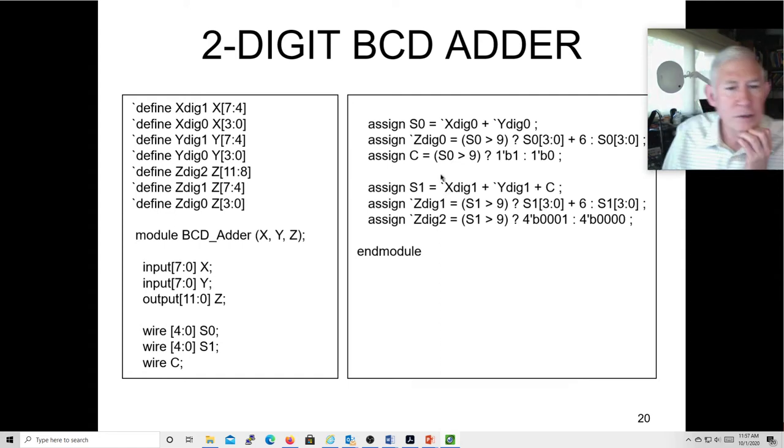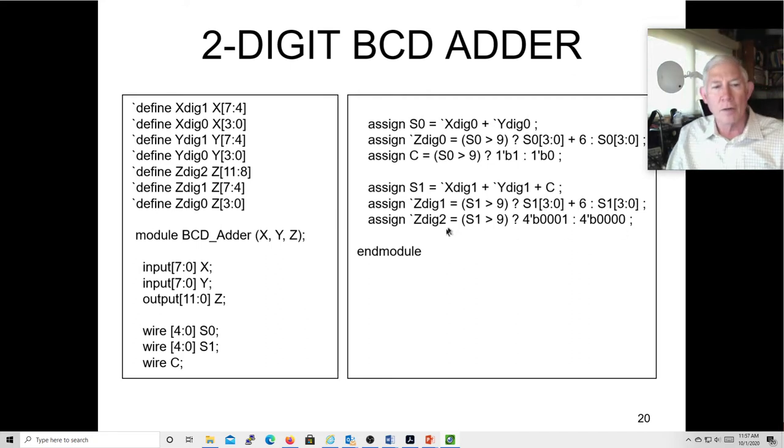And then for our second addition, we're adding the second nibbles for X and Y, plus the carry bit that came out of the first addition, if there was any. If there weren't any, it could be 1 or it could be 0. And that gives us our sum 1. Then we test that for greater than 9. And if it is, we adjust by 6. And if it isn't, we don't.